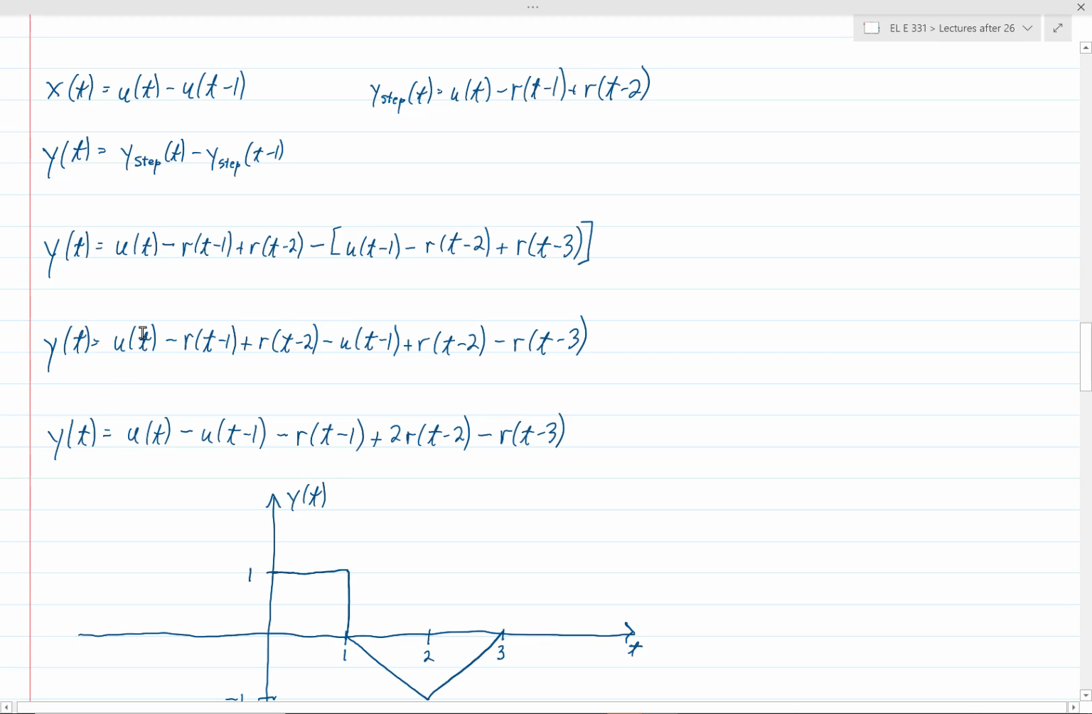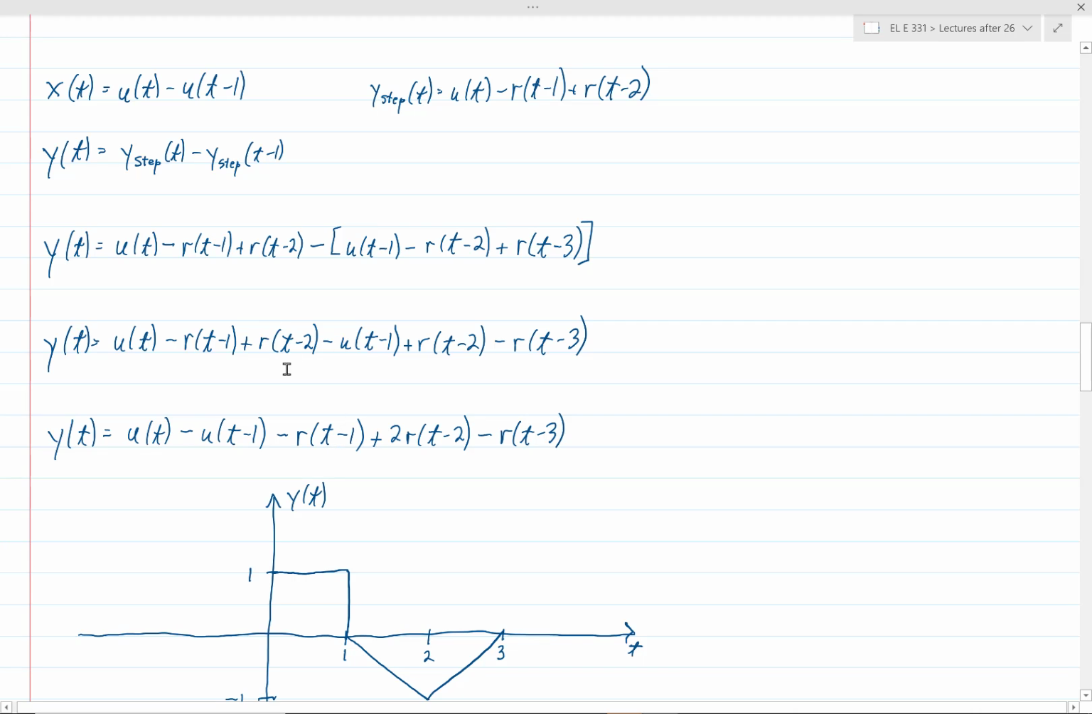So I have this u of t, that's the one that turns on first. And then at t equals 1, a couple of things turn on here. So I'm going to bring the u of t minus 1 first, and that's just a matter of personal choice. You could have written r of t minus 1 first if you wish, but since I already had a unit step, it's convenient to write another unit step. So I brought this one there, and then the minus r of t minus 1 I wrote there.